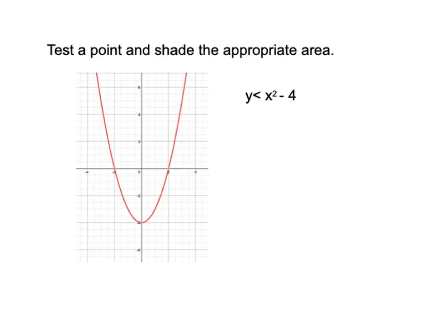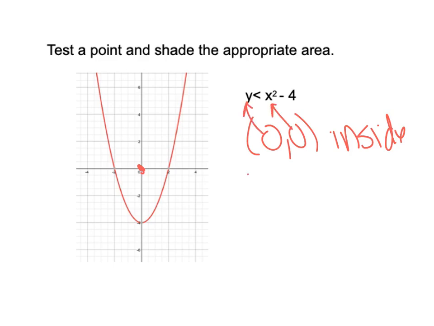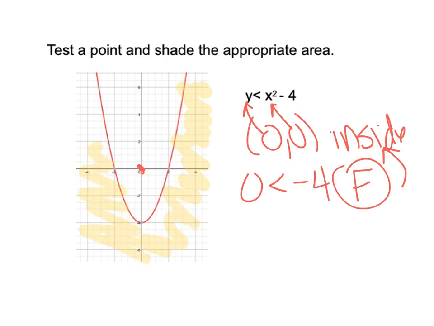Okay, so now we are getting into the shading part. So you have a graph here. Our ordered pair that we always like to pick is the ordered pair 0, 0. If I am checking for 0, 0, 0, 0 is on the inside. I'm going to take out x and take out y and put 0 in its place, and I get 0 is less than -4. That is false. 0 is not less than -4, which means if it is false, we're going to shade the opposite of where it's at. So I'm going to shade the outside of my parabola.